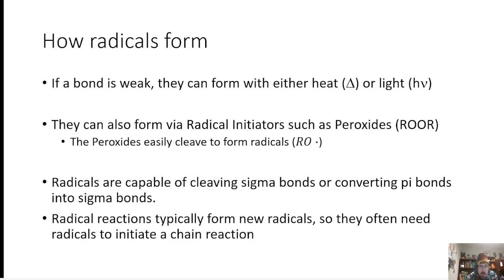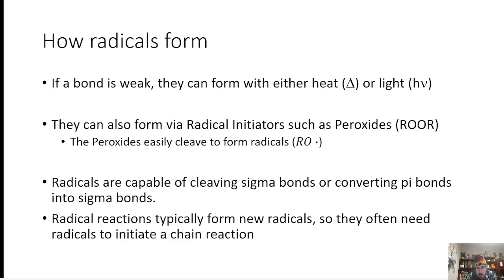Now, how do radicals form? Typically, if a bond is weak enough, they will form with either the input of heat or the input of light. Light, seen as H nu, is one of the most common initiators. But they can also form by using certain radical initiators, such as peroxides.